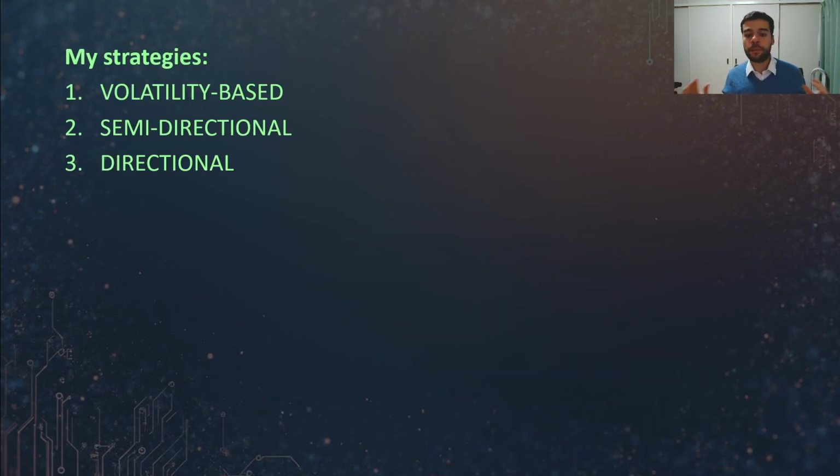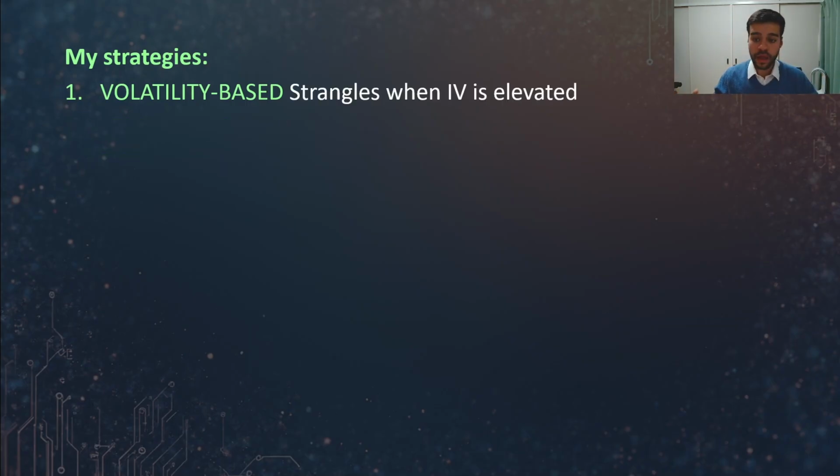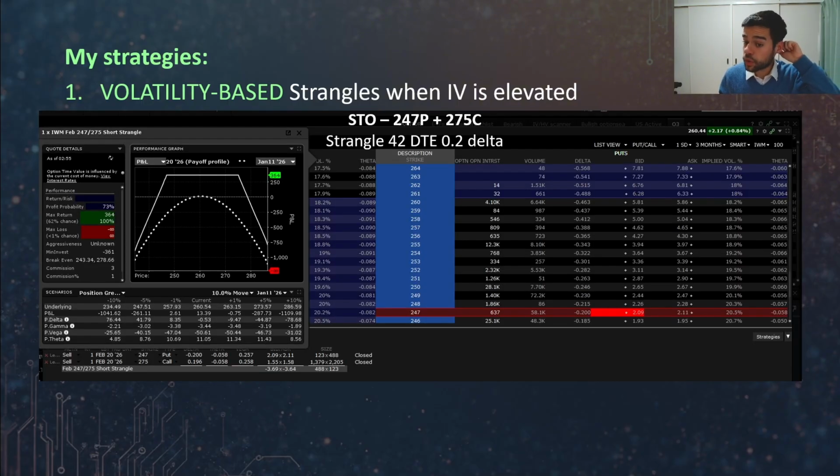My strategies are based on 3 types. First, volatility-based strategies, and here I'm mostly using strangles when IV is elevated. Again, IV should be elevated not relative to itself, but relative to the realized volatility. I'm usually selling strangles of about 0.2 delta, and I take here an example in IWM, the Russell.